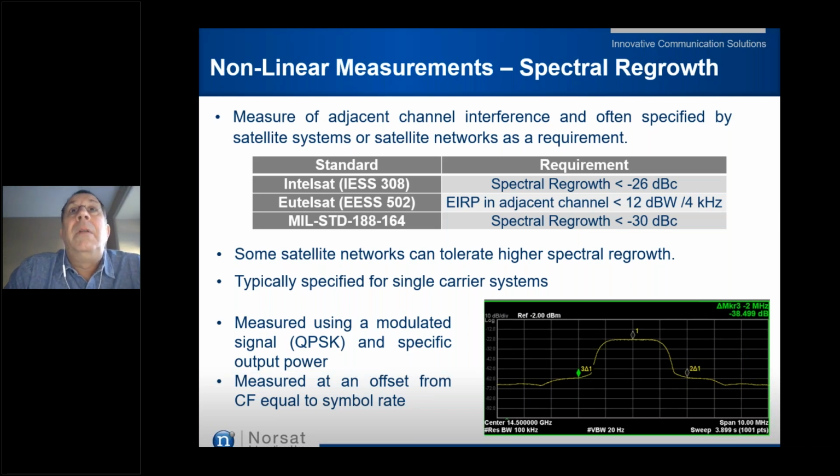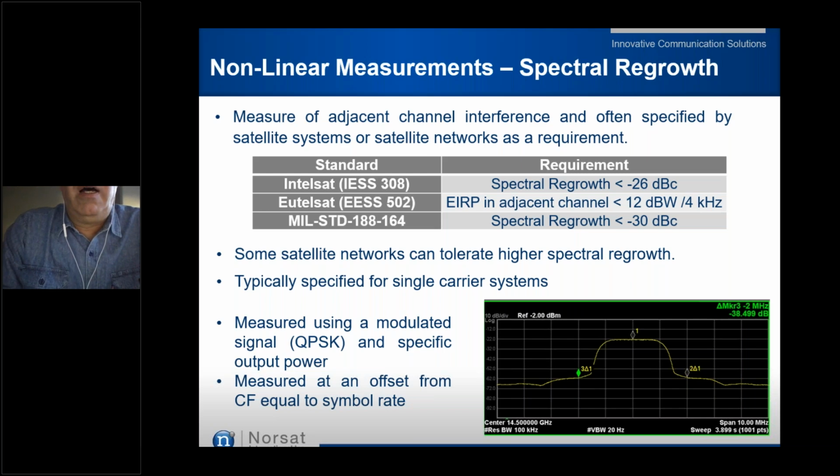Spectral regrowth is basically a measure of the adjacent channel interference, and it is very often used by satellite networks as a requirement. I've listed three fairly common standards: Intelsat, with a spectral regrowth of -26, Eutelsat, and MIL-STD-188-164 with a spectral regrowth of -30. As you can see, they're all different, and they are specified to meet the requirements of that particular system. Some systems, of course, can tolerate higher spectral regrowth. They're just designed that way. Spectral regrowth is typically used as a specification for single carrier terminals. If you're using a multi-carrier terminal, usually you use two-tone intermod as well.